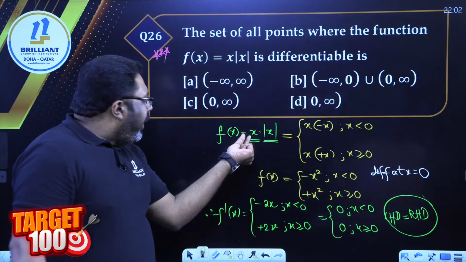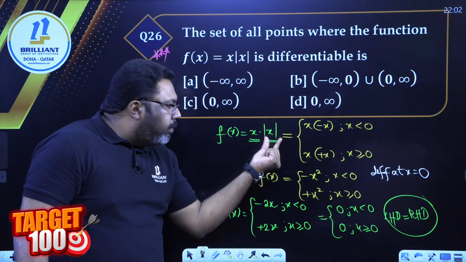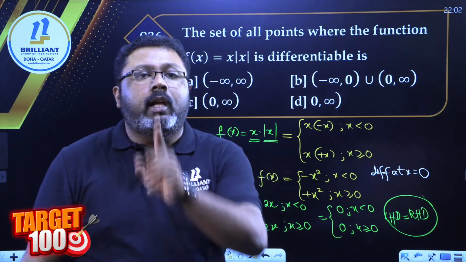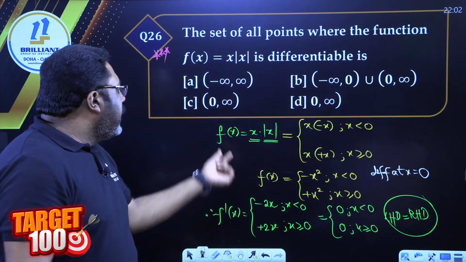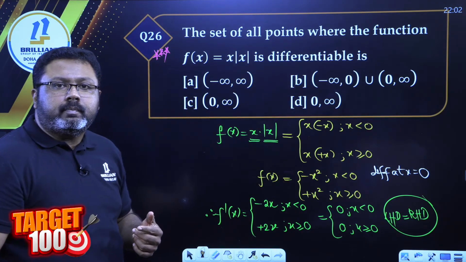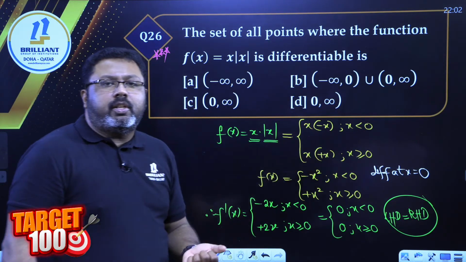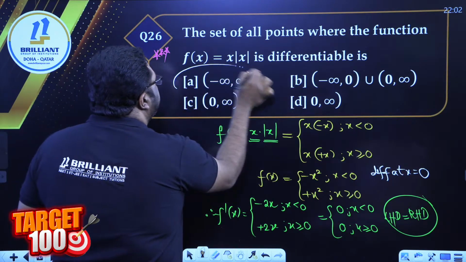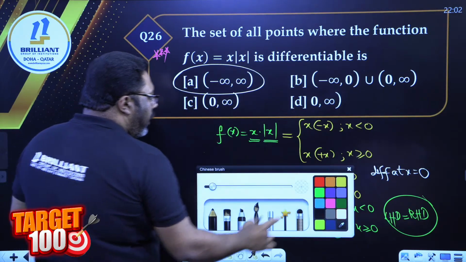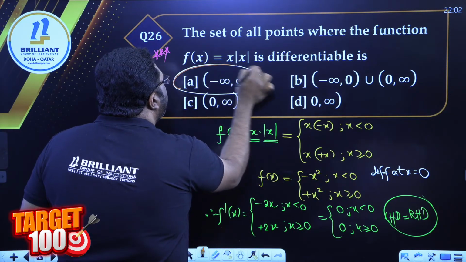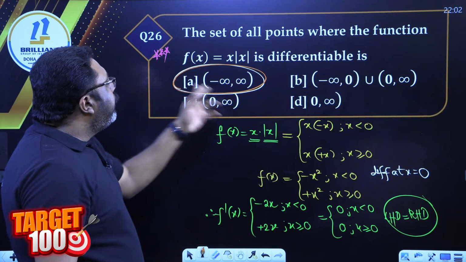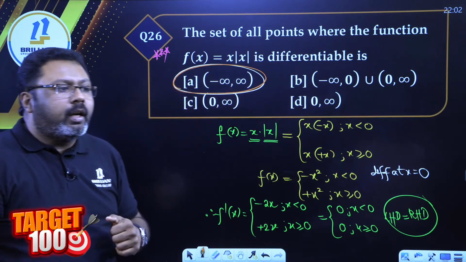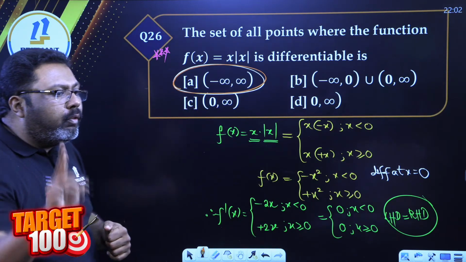So when you're multiplying a polynomial function with a modulus function, don't conclude that it's going to be not differentiable when the modulus value becomes 0. No. A slight modification. Please, that's why it's a very important question. So hence my answer is option A. All of you mark the answer. It's continuous and differentiable for all values of x.